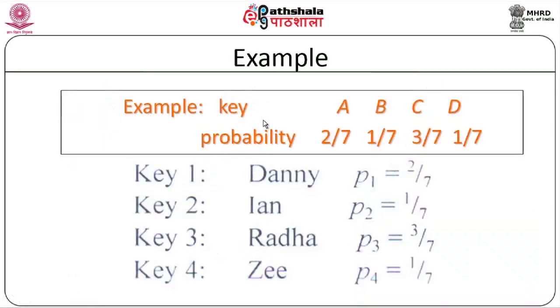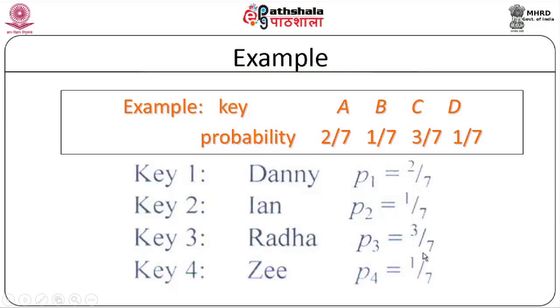Fine, we will take one simple example. We will take 4 keys. As I said earlier, it is useful for containing a symbol table. It is useful for having various symbols. Let us have 4 symbols: Danny, Ian, Radha and Z. Let us assume that these are the various keys 1, 2, 3, 4, that is A, B, C, D, and let us assume that these are the various probabilities that are associated with all these keys.